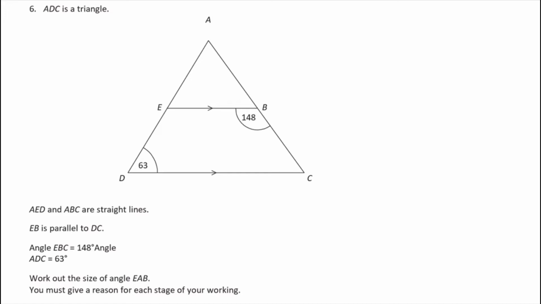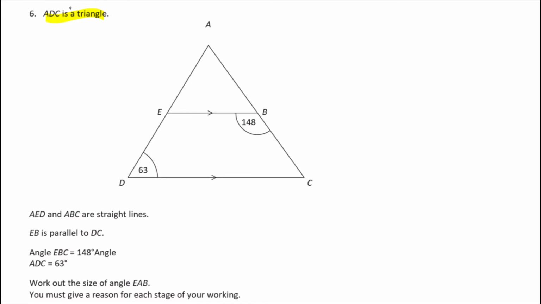Okay. Right, I'm just reading through. I just want to check that everything in the text is in the diagram, because it isn't always. So ADC is a triangle. ADC, yeah, that's there. Okay. AED and ABC are straight lines. Yeah, that's all fine. What else have we got? Angle EBC is 148 degrees. There it is over there. Angle ADC is 63 degrees. That's over there, so that's on the diagram.